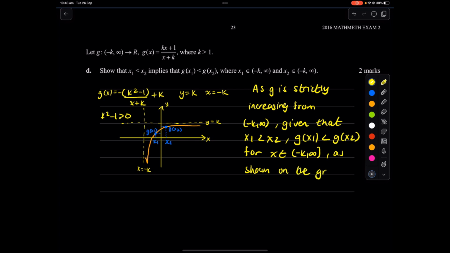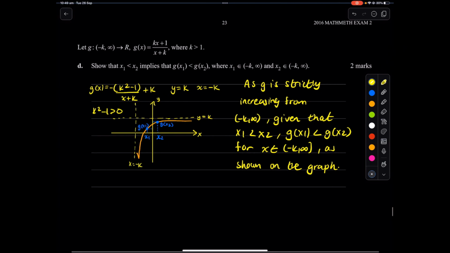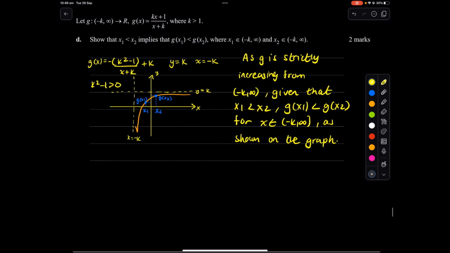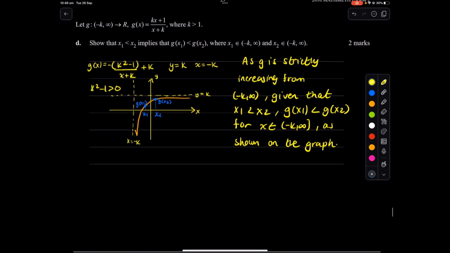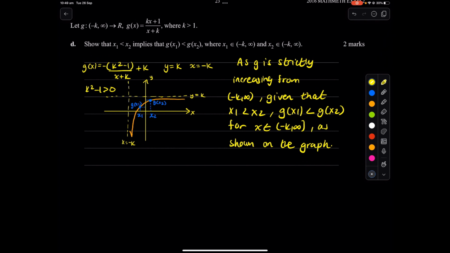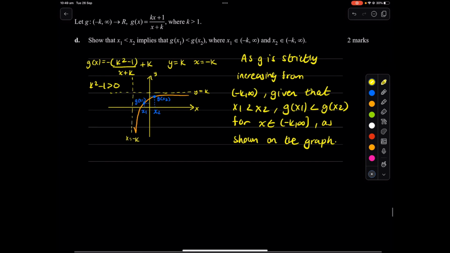Look, not gonna be honest, I don't know how you would do this with algebra, but I don't think algebra would be the best here because for 2 marks, doing algebra is a pain. So hopefully this should give you a mark or 2. You've drawn the graph, you've shown how g of x on 1 is always going to be less because this is a strictly increasing function. So as g is strictly increasing from negative k, as shown in the graph, it should give you the mark.